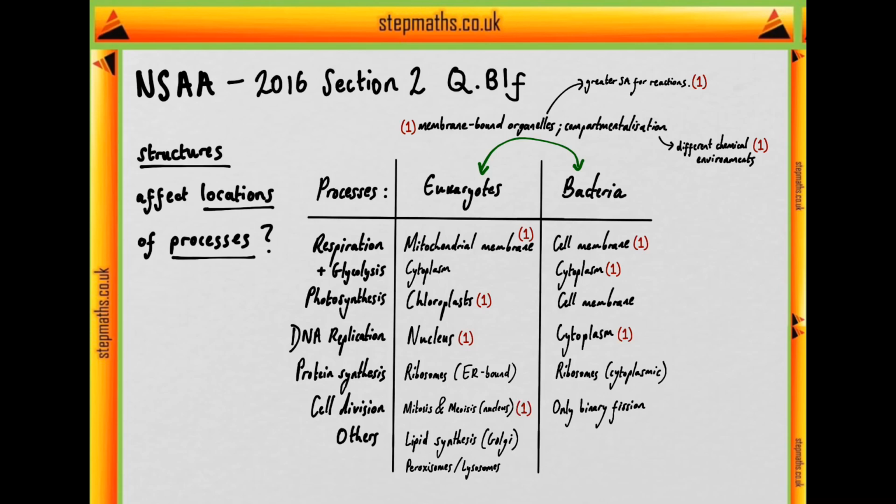Moving on, the next mark available is for mentioning that there are some advanced processes which occur only in eukaryotes, such as ER-bound protein synthesis or meiosis in the nucleus. The next mark available is for mentioning any other cellular components, such as peroxisomes, lysosomes, the Golgi apparatus, or the endoplasmic reticulum, which are only present in eukaryotes. And the final 12th mark is available for doing what we should have been doing throughout the entire process, which is giving a direct comparison between eukaryotes and bacteria.